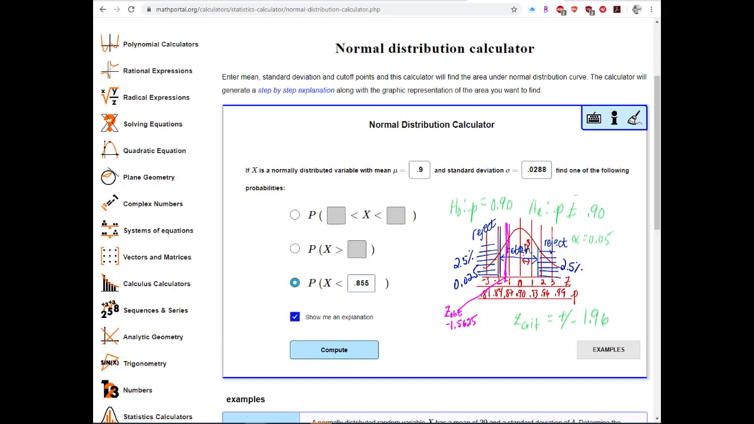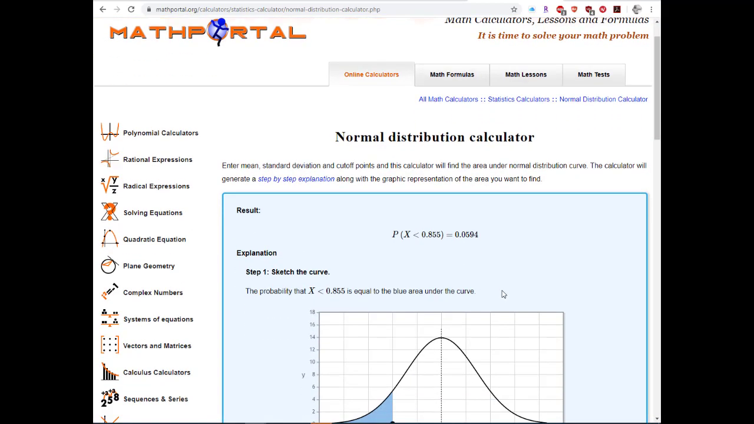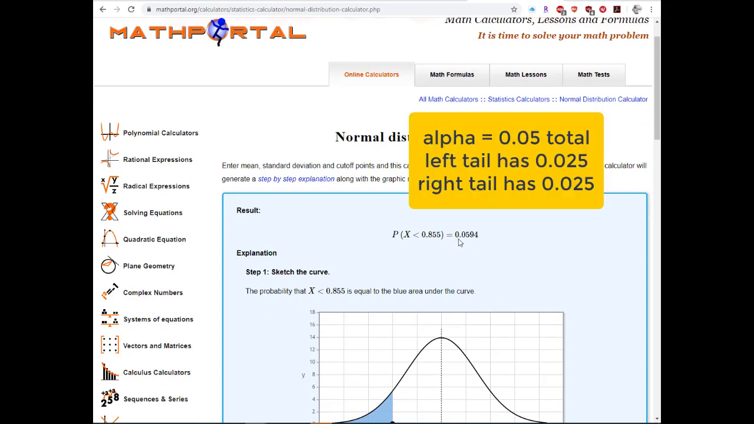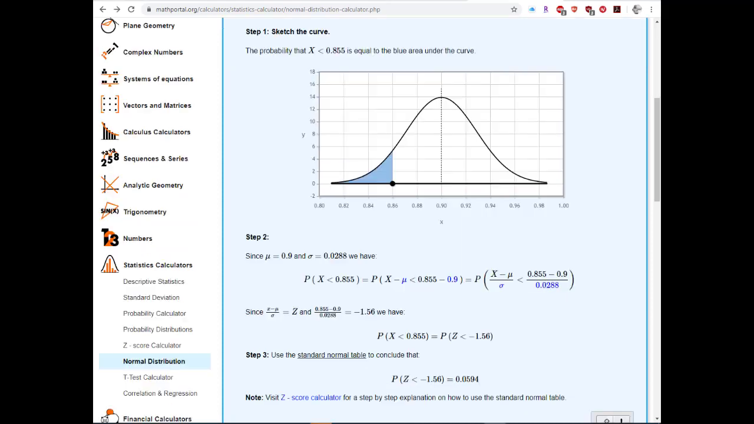Now remember, this is checking our alpha against our p-value. The alpha is not 5% all on the left tail. It's 5% in the left tail and the right tail split up equally. So we need to make sure that if we're going to reject, we can only do that if this p-value is less than 2.5%. So let's go ahead and compute. We have a p-value of 0.0594. Okay, so it's right about here.